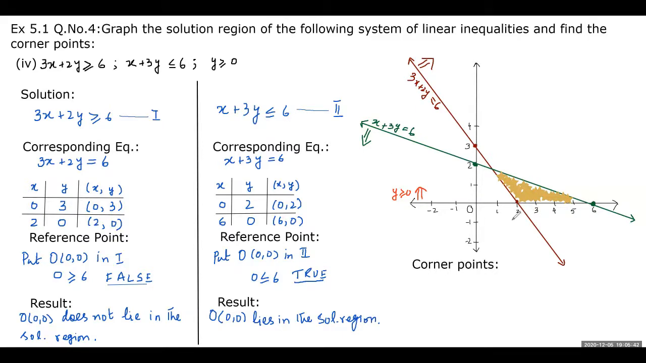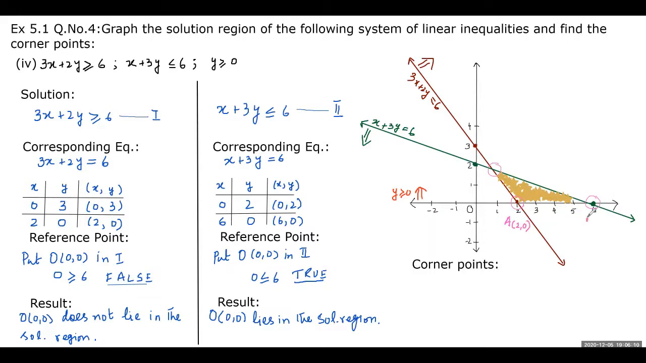The first corner point, I'm mentioning this one as the first corner point. I'm using a pink color to highlight these. This is our first corner point. This is our second corner point. And this is our third corner point. The name of the first corner point is A. And its coordinates are quite obvious: x equals 2 and y equals 0.